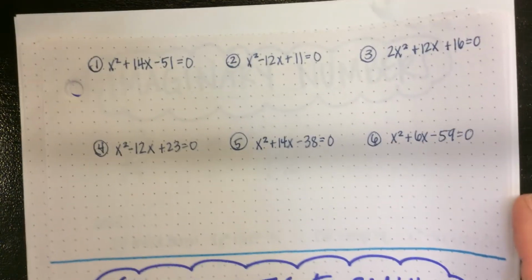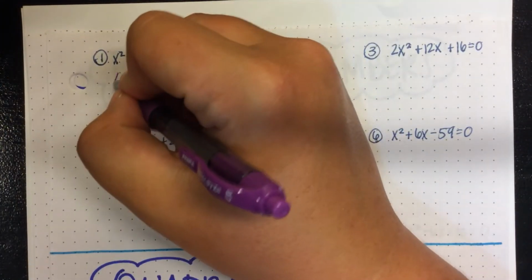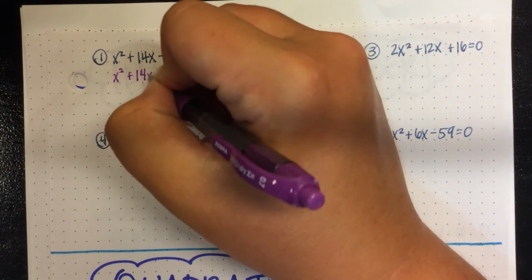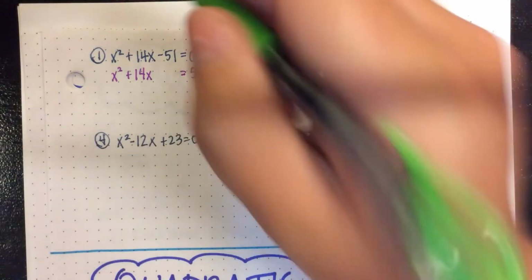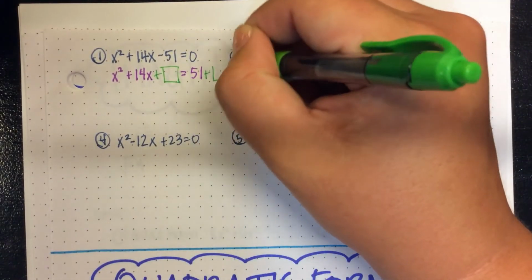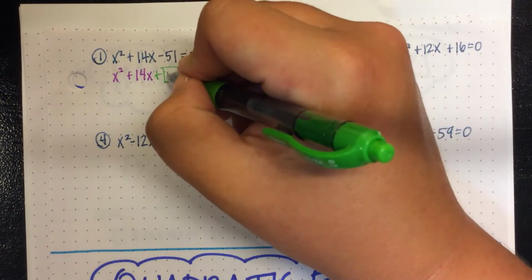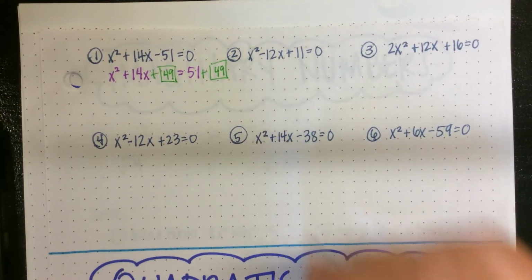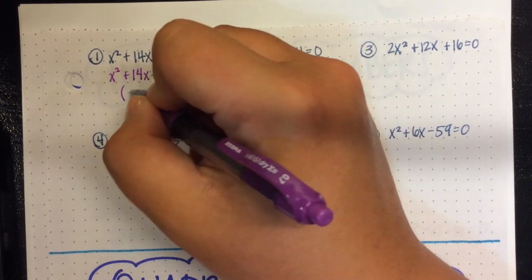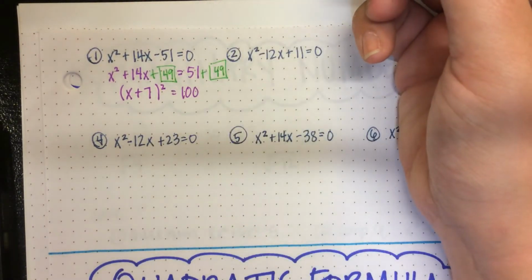So let's do some examples. All right, so the first one here, first thing I'm going to do is get this 51 on the other side. So I've got x squared plus 14x equals 0 plus 51, which is just 51. Right? Then I'm going to put my box on both sides. To figure out what goes in the box, we take half of b squared. So half of 14 is 7, squared is 49. So I put 49 in the box. That lets me write this side as parentheses squared. And in the parentheses, I take half of b. 51 plus 49 is 100. And now I can solve.